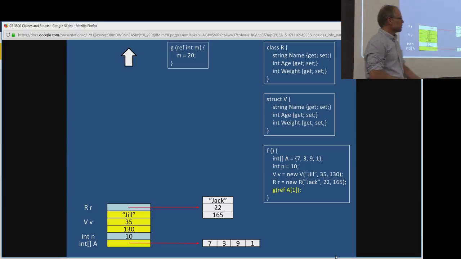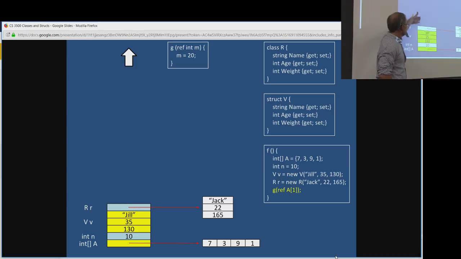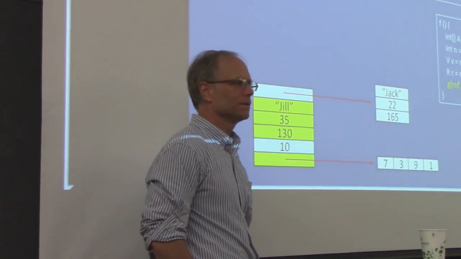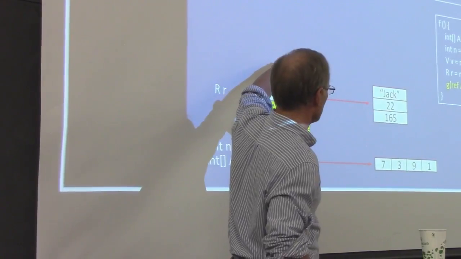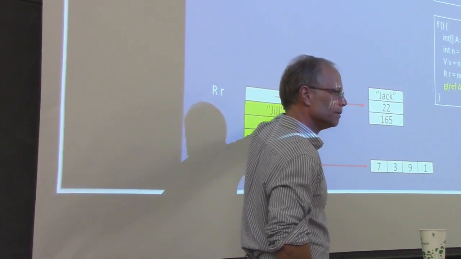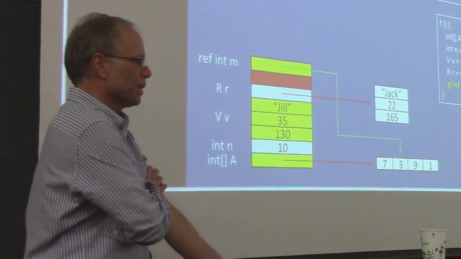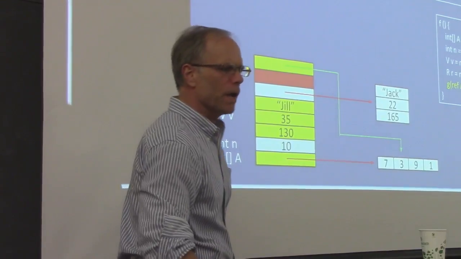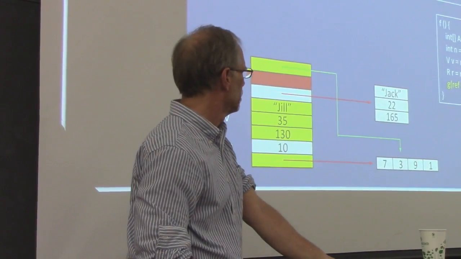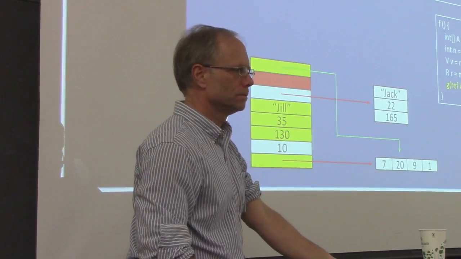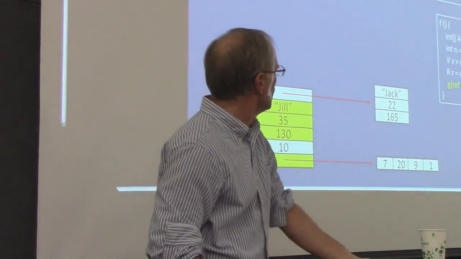Okay, what happens if we pass element 1 of the array A by reference? What reference will be stored up here in G's stack frame? What do you think? We'll start here. Where will it go? Right, it'll go there. You're passing a reference to where the parameter is actually stored. So what happens when I say M gets 20? Change the array. Okay? Now let's see what's in store.